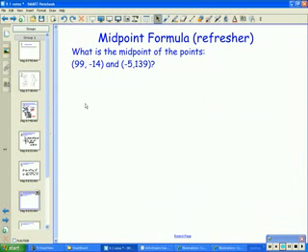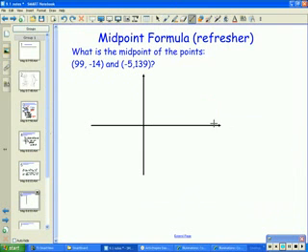Okay, the next refresher is the midpoint formula. So what is the midpoint of these 2 points? So we'll set up our graph again. This time I think I'll use nice neat lines. There's our x-axis, there's our y-axis, or pardon me, that's the x-axis, the y-axis is up and down. And so what is the midpoint of these 2 points? So 99, negative 14, we'll say is over here again. Just kind of put that dot in there. Negative 5, 139 is up here.